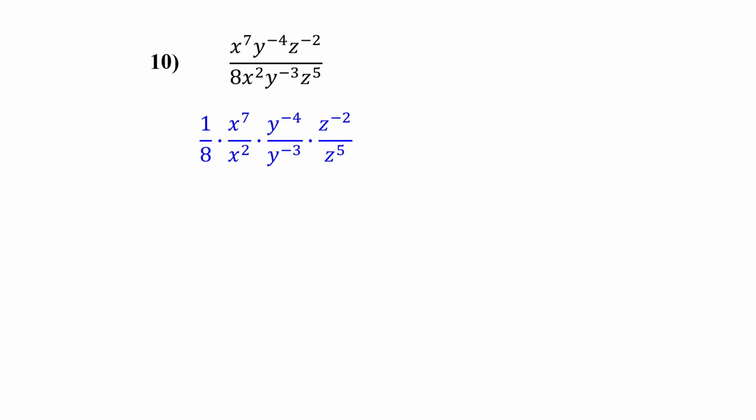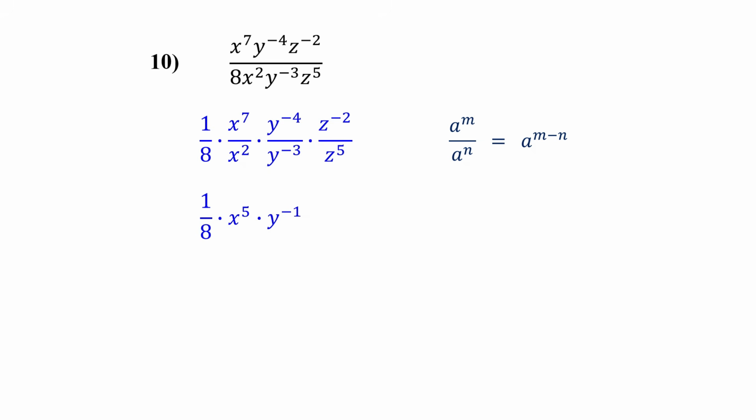Start by grouping the coefficients together and the like base variables together. Now simplify each piece. 1/8 is already in simplest form, so it stays as is. For the variables, keep the base and subtract the exponents. So for x, 7 minus 2 equals 5, giving us x to the 5th. For y, -4 minus -3 equals -1, so we get y to the -1st.